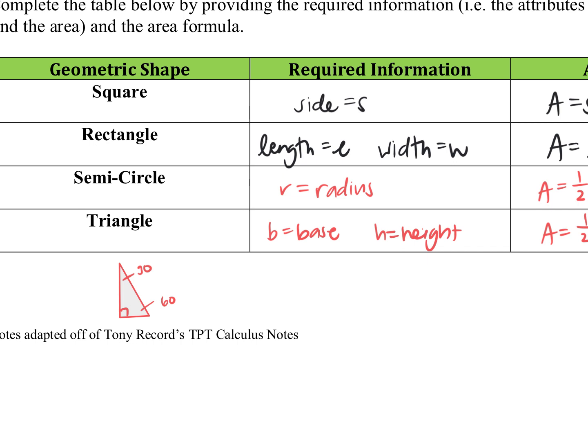Do you guys remember your special right triangle rules? Yep, 30, 60, 90. That means if this side is x, what would the long side be? x square root of 3. And then the hypotenuse would be 2x, right?